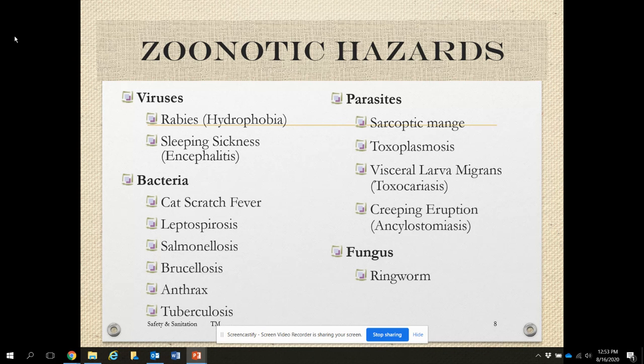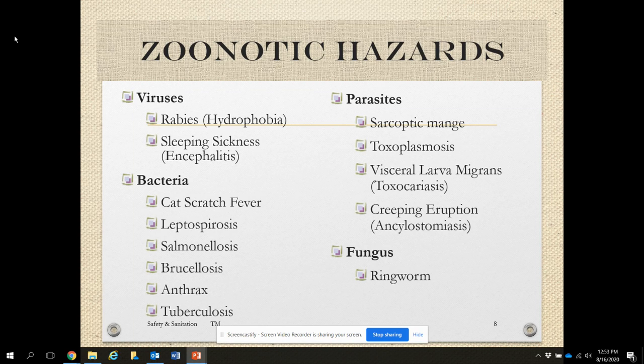So those are some zoonotic hazards that we need to be aware of. We work very hard to make sure that none of those things you need to be afraid of at the Natural Science Center. And we use precautions on every aspect of the way.